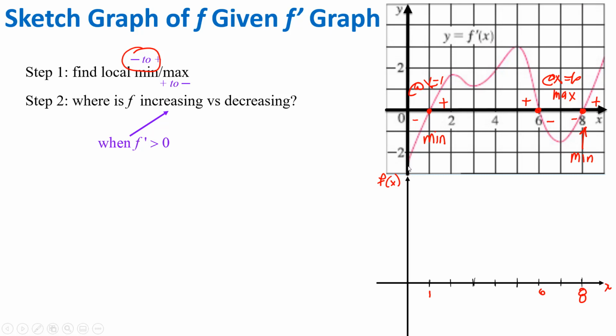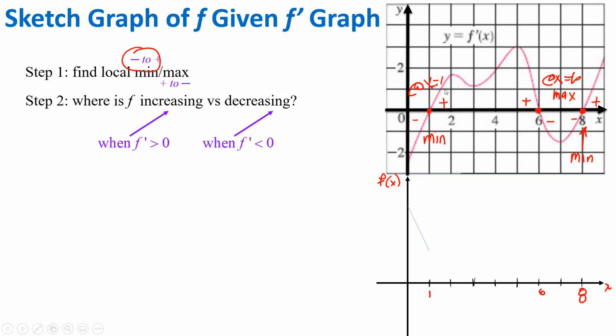So now we can say from 0 to 1, because this is below the x-axis, in other words, f prime is negative, that's when f prime is negative, therefore that's when f is decreasing. So I'll put a stick figure in to represent that from 0 to 1.